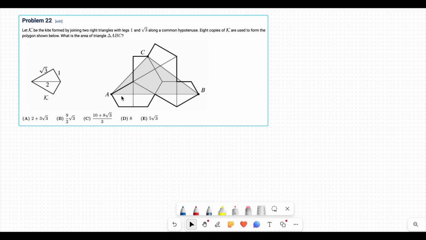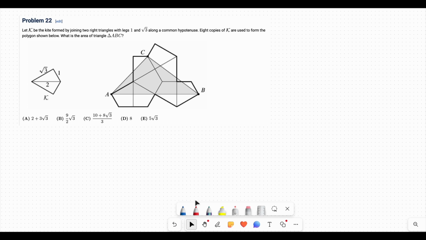You don't know it directly, but first of all, notice that every single kite is made of two 30-60-90 triangles, right? Because the legs and hypotenuse are in ratio 1, square root of 3, and 2, meaning that this is a 60-degree angle, and this is a 30-degree angle. And this, of course, is a right angle, because once again, the legs and hypotenuse are in this ratio.